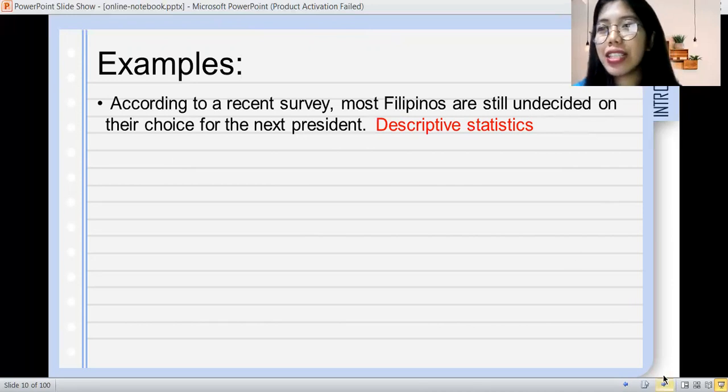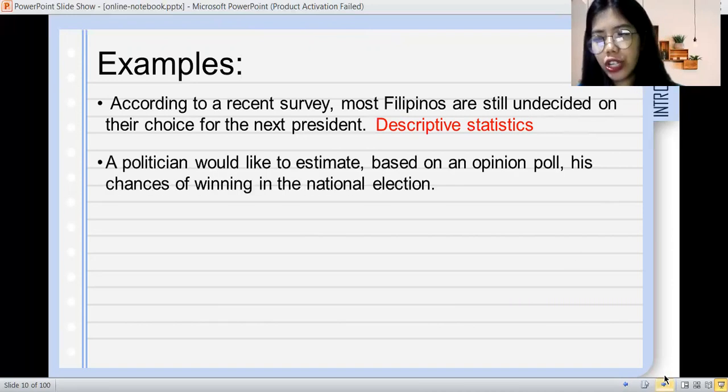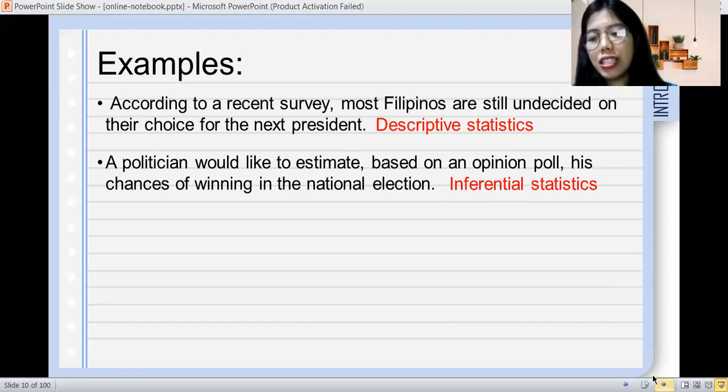Okay? So, now let's have another example. A politician would like to estimate based on an opinion poll his chances of winning in the national election. Ayan, yung clue natin dito, would like to estimate. Tapos, his chances of winning. So, this one is an example of inferential statistics.